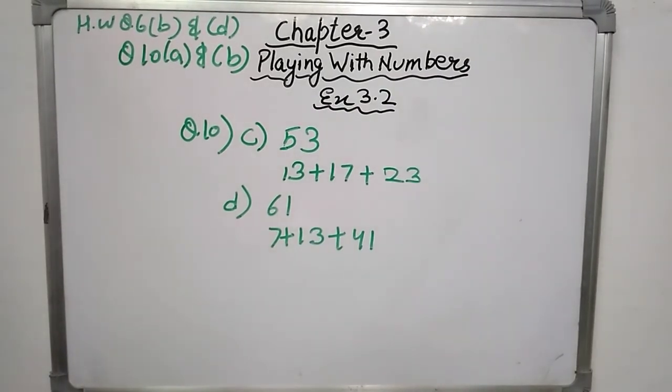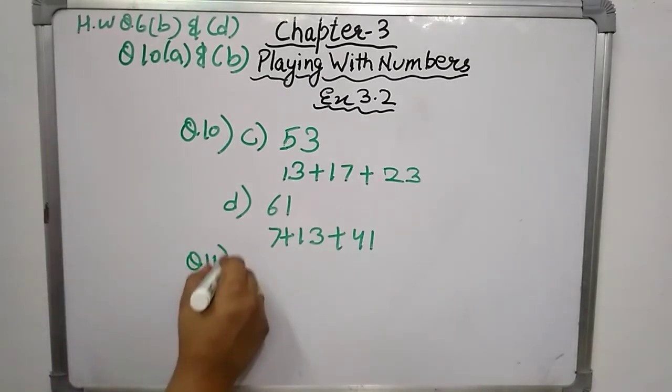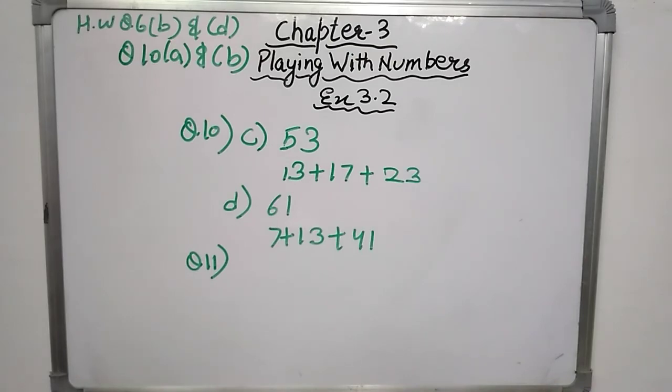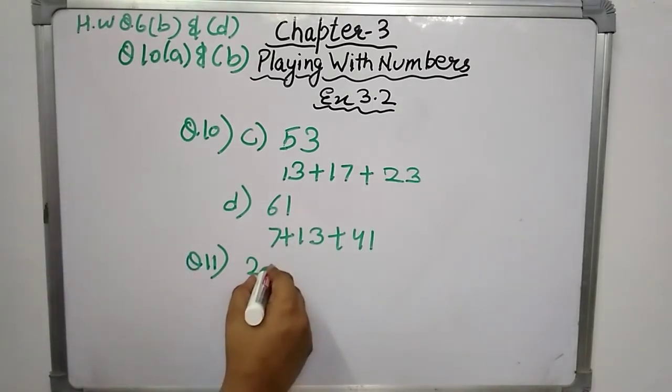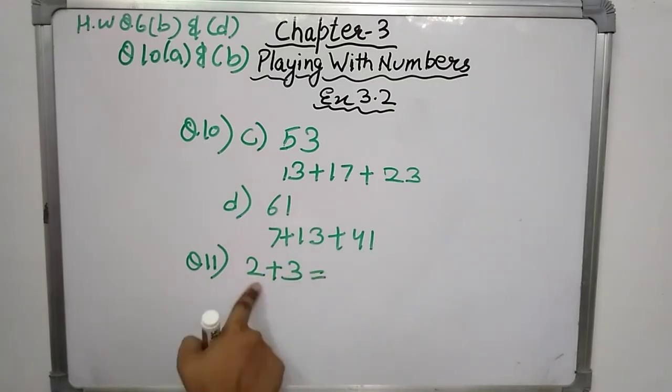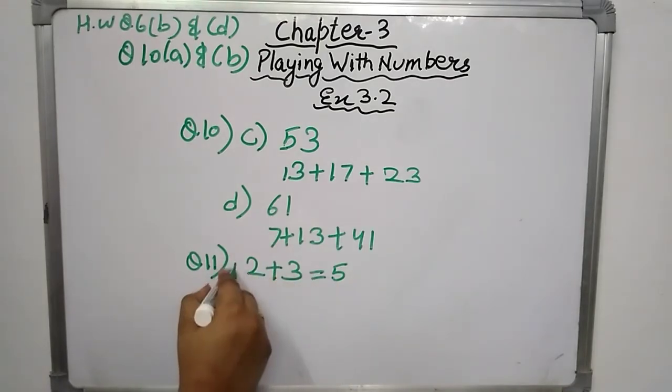Question number 11. Question number 11 is, write 5 pairs of prime numbers less than 20 whose sum is divisible by 5. Now we have to write 5 pairs of prime numbers whose sum is divisible by 5. Now we know any number that has 0 or 5 at the units place can be divided by 5. So let's see. If we add 2 and 3, 2 and 3 are prime numbers, so we get the answer as 5. So this is divisible by 5. This is the first pair.